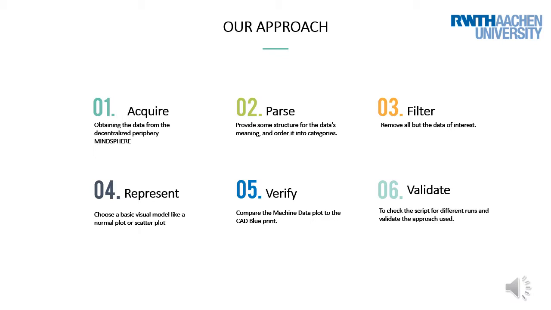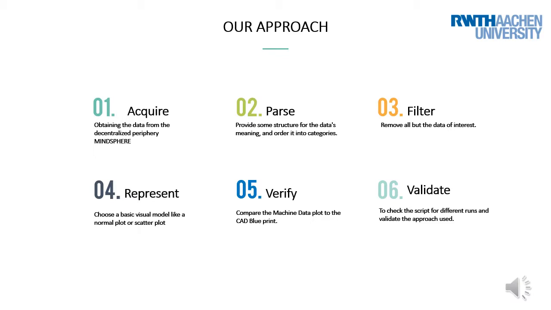The fourth one would be to choose the right mathematical model or visual model for our data. For example, in this presentation, we used a scatter plot. The fifth would be to verify: once we have the machine data plotted, we can compare it with the CAD plot or the CAD blueprint that we have and verify if the machine data is falling within the tolerance or not. And sixth would be to validate it.